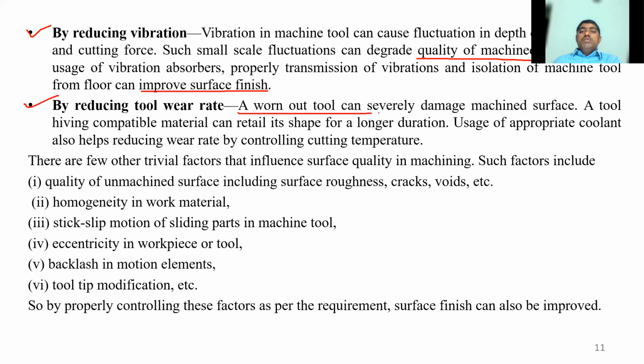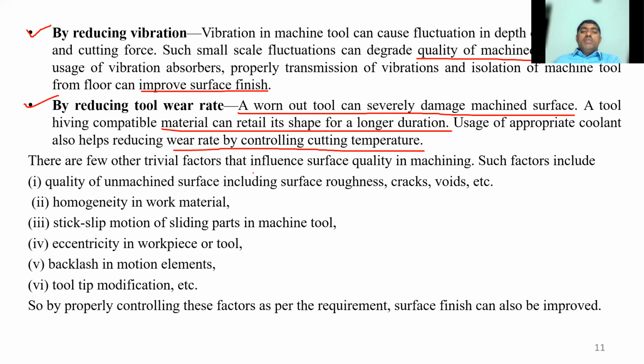If you use a worn out tool, that can severely damage the machined surface. So a tool having a compatible material can retain its shape for a longer duration. Usage of appropriate coolant also helps in reducing the wear rate by controlling cutting temperature.